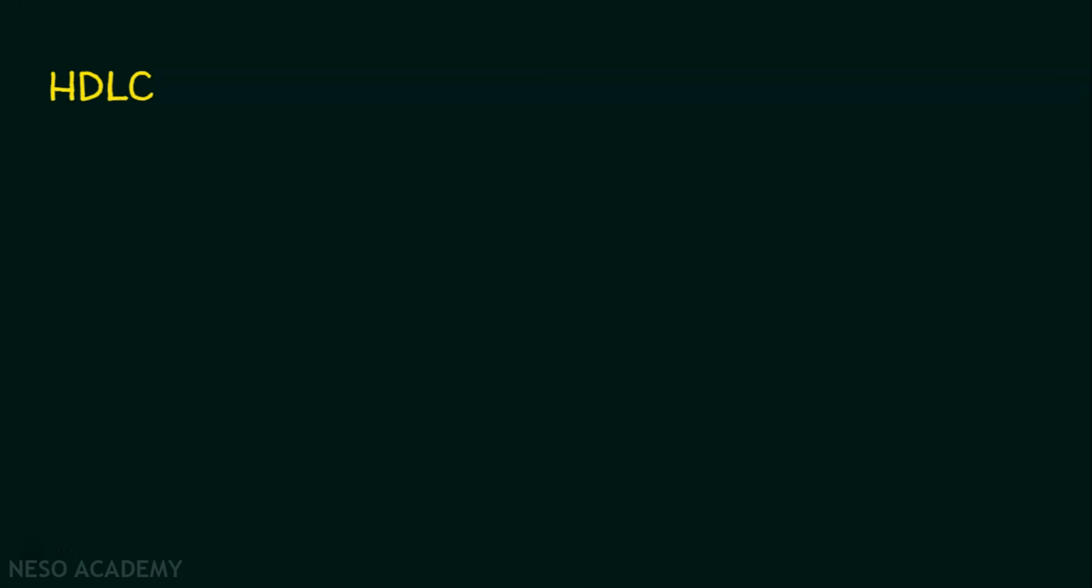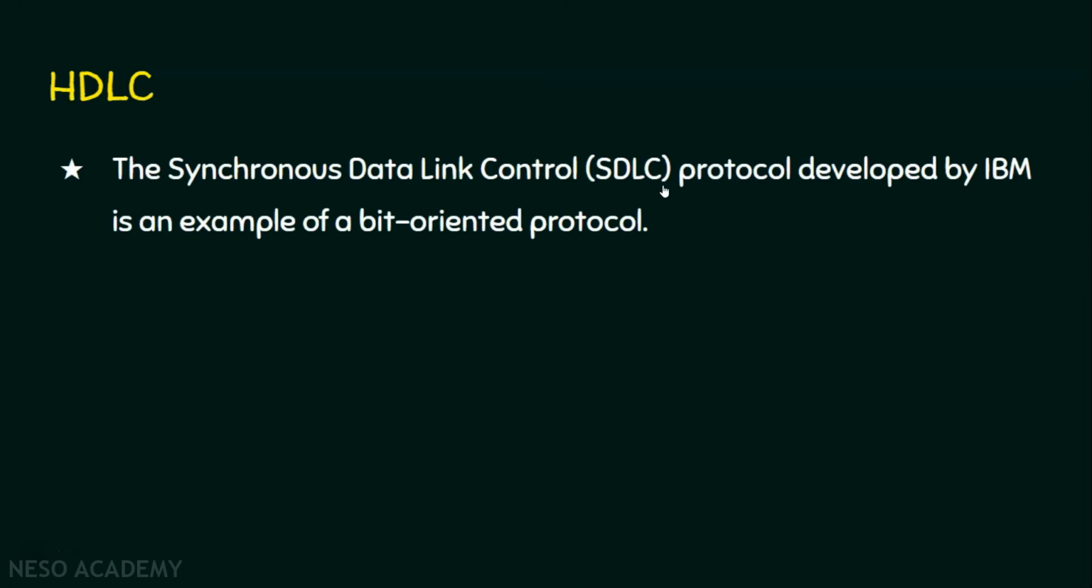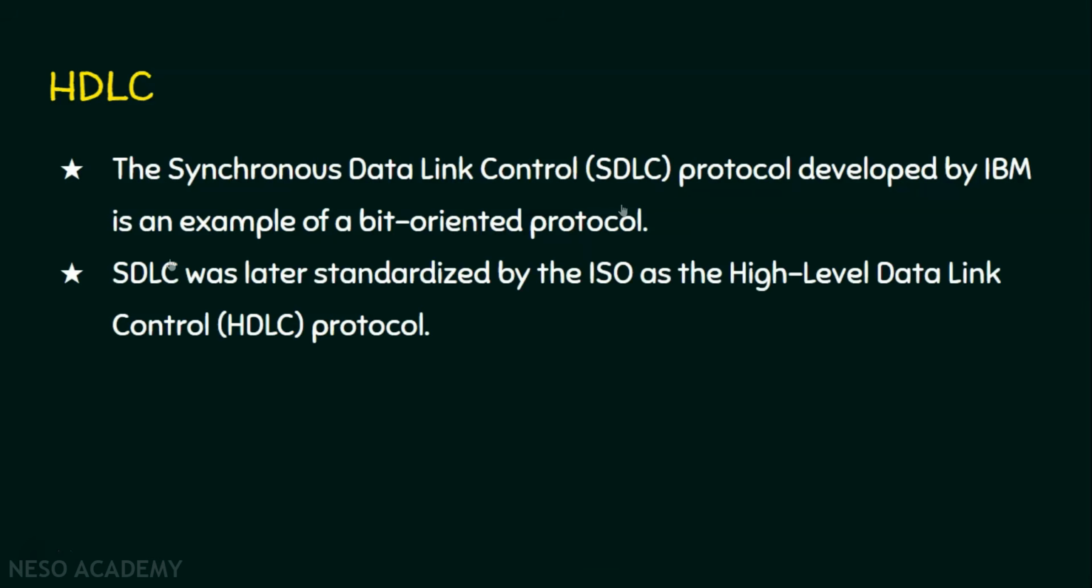HDLC stands for High-Level Data Link Control, and it is a protocol in the data link layer. Actually, HDLC is derived from Synchronous Data Link Control Protocol developed by IBM, and it is an example of a bit-oriented protocol. And this was standardized as HDLC. Who approved this standardization? Let's see it now. HDLC was later standardized by the ISO as the High-Level Data Link Control Protocol. HDLC is a very important protocol in the data link layer. Not only widely used, but still it is the basis for many other data link protocols. And it is a bit-oriented protocol.